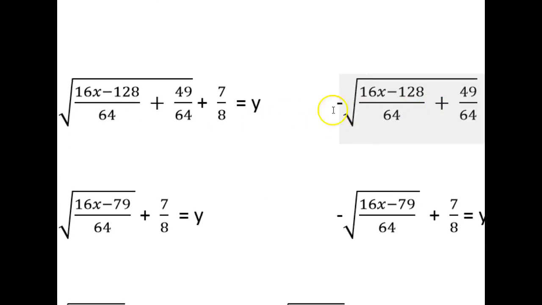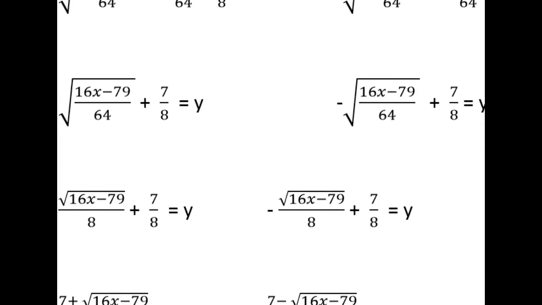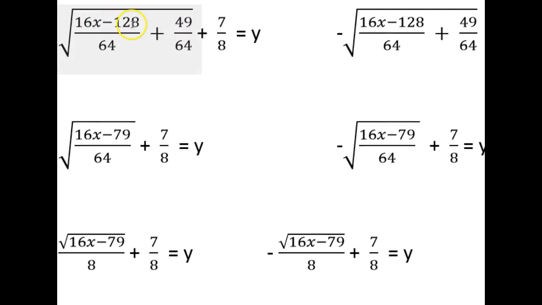And again, I'm doing that on both of these equations. And so combining the terms under the square root means negative 128 plus the 49 gives me a negative 79. So the square root combines to just that. Now you can take the square root of just the top and the square root of just the bottom, and the square root of 64 is 8. So that's what we get to.